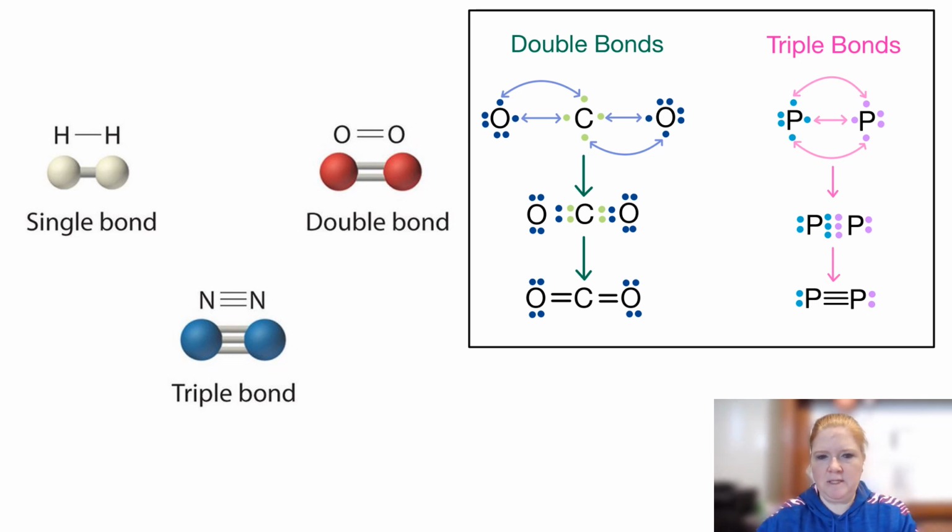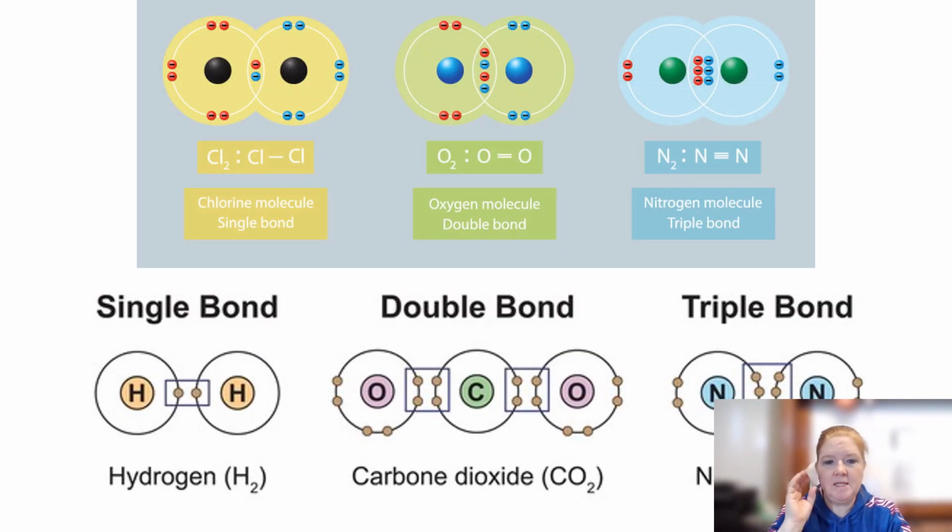Okay, so again, here's how you can tell. Here's carbon, and it has 1, 2, 3, 4 unpaired electrons. Oxygen has 2, and this oxygen has 2. So on each side of carbon right here, I'm going to get a double bond on each side. Here you can see why I have triple bonds: 3 unpaired here, 3 unpaired here equals a triple bond. Again, single bond, 2 electrons, 1 pair. Double bond, 2 pairs, 4 electrons. Triple bond, 6 electrons, 3 pairs.